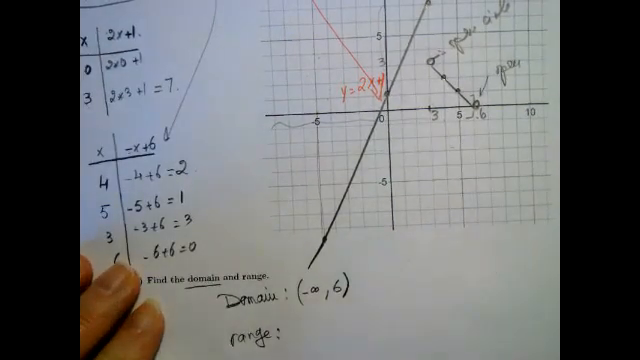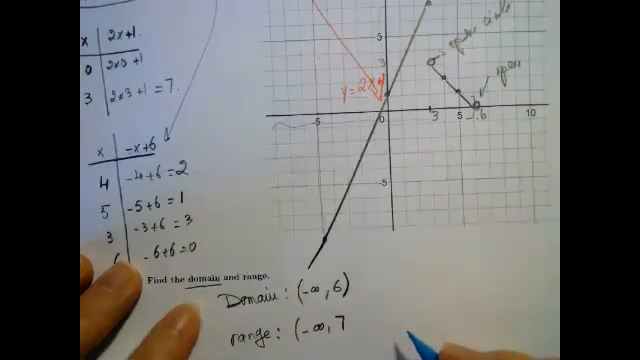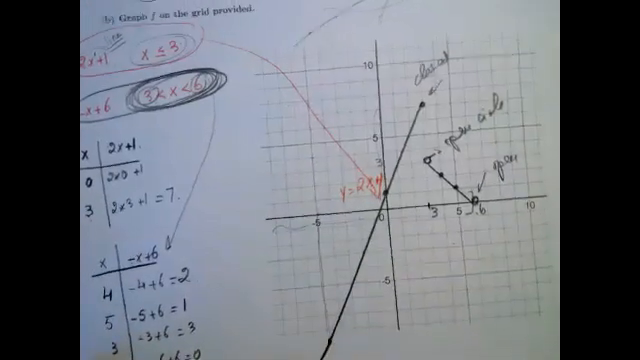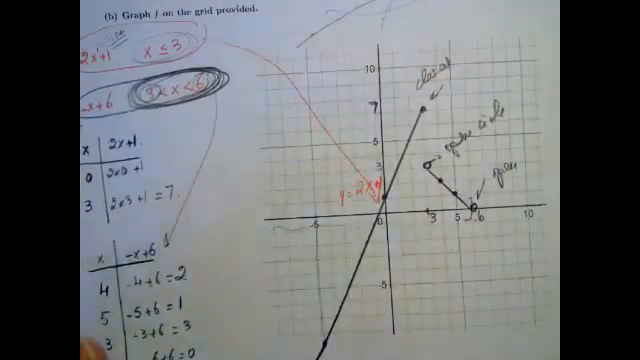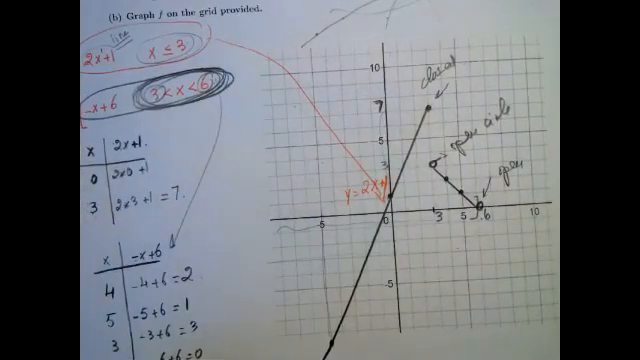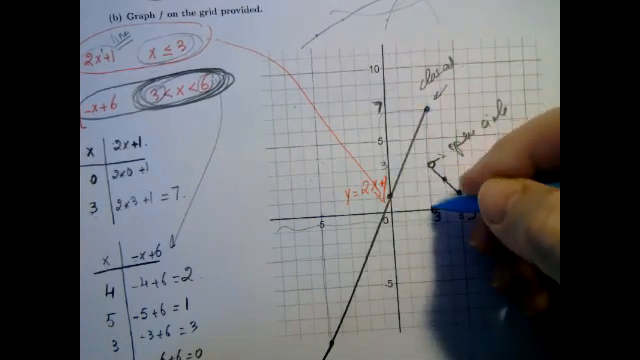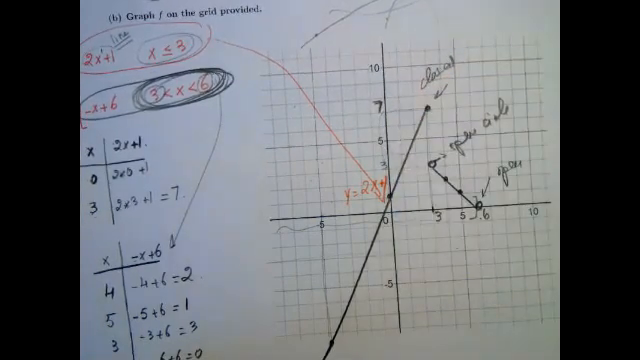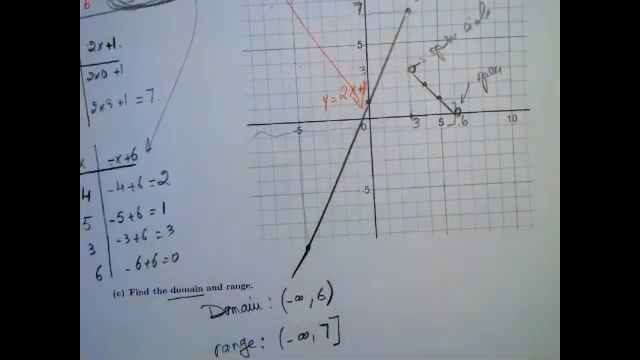Okay, I'm still waiting to see minus infinity all the way to 7. Is it closed or open at 7? You guys are right. Is it open or closed at 7? Let us make up our mind. It's closed, because 3 is the input and the output for 3 is 7. So 7 is closed. That's my range.